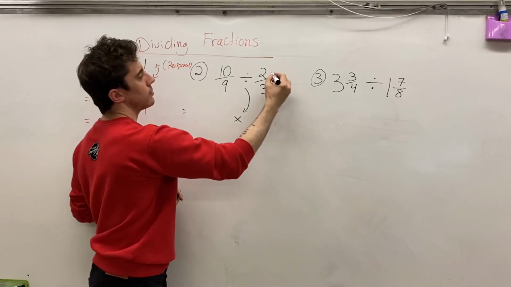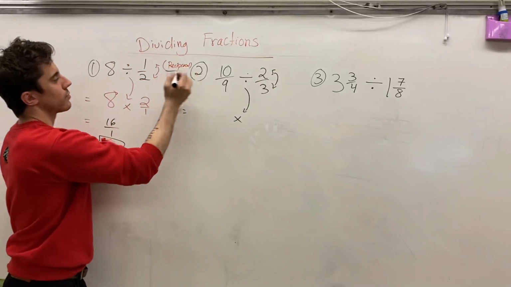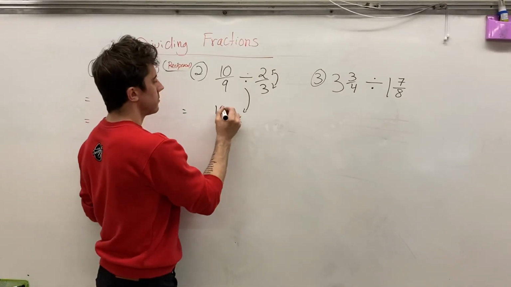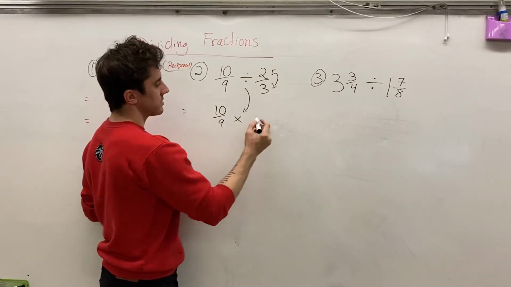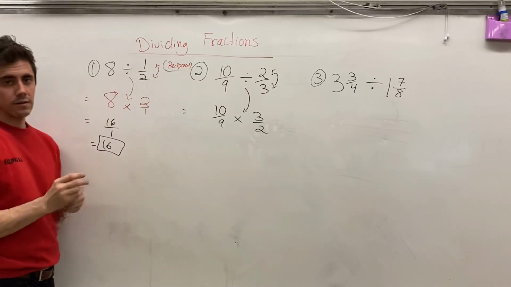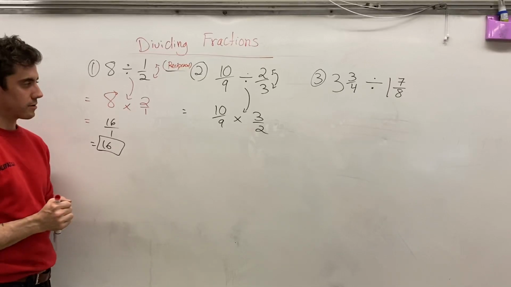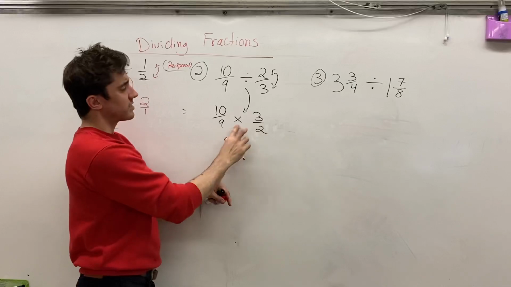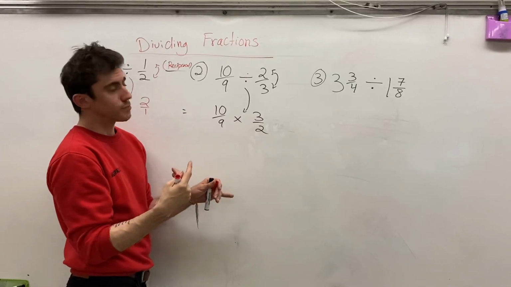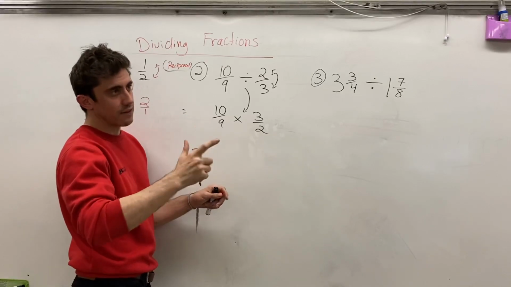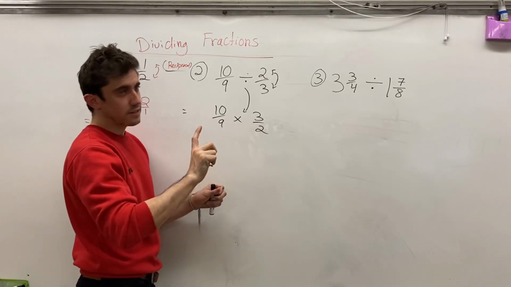For number 2, we're going to use our same strategy of converting our division symbol to a multiplication symbol, and now using the reciprocal fraction of 2/3 by flipping it. And so we now have 10/9 times 3/2, and we can use our good old-fashioned multiplication strategy. We could multiply the numerators and multiply denominators right away, but I always encourage my students to simplify first to help reduce the complexity of our calculations.